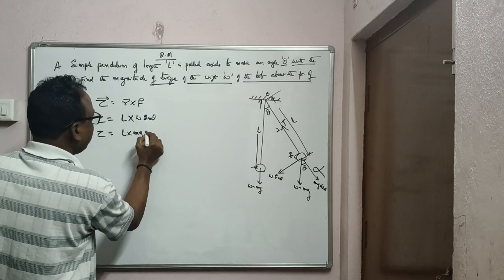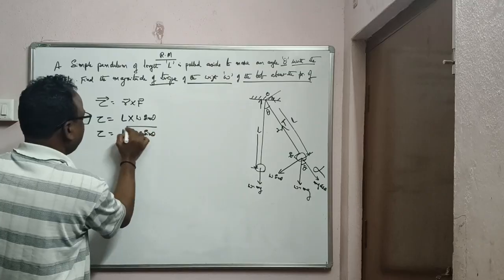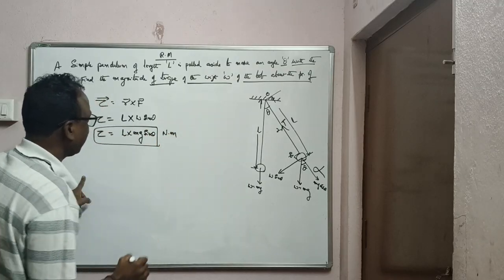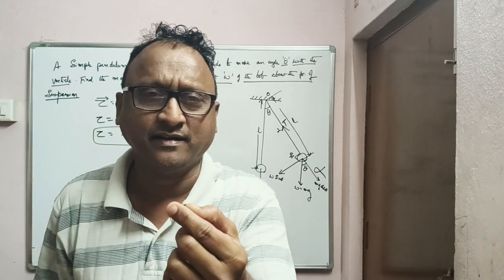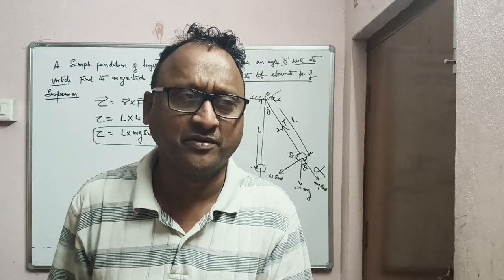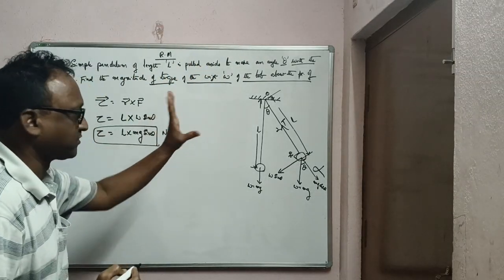mg into sin theta. If you want units, newton meter. If the given angle is 30 degrees or 60 degrees, put that value: sin 30 is half, sin 60 is root 3 by 2. So this is how you have to solve it.